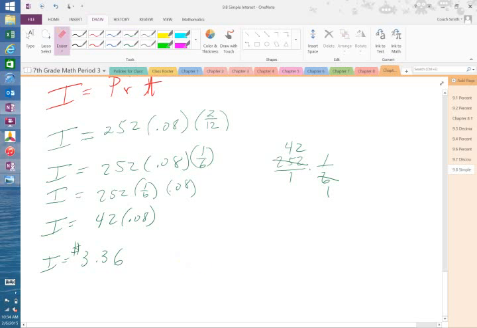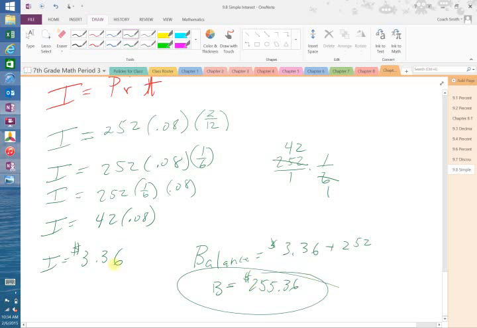Now, they want the balance in the account as well. So the balance would equal $3.36 plus the original amount of $252. Okay, which means I have what? What's the balance? Yeah, 255.36. So both of those would be your answer.